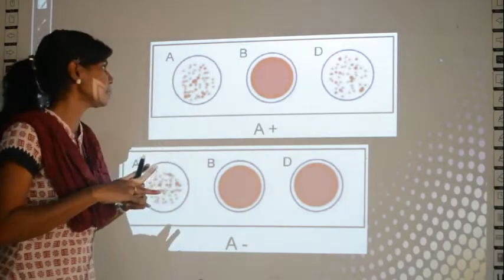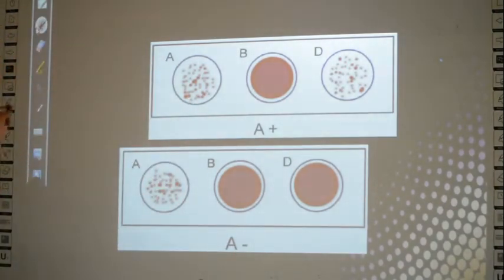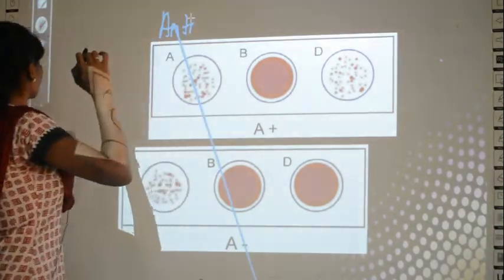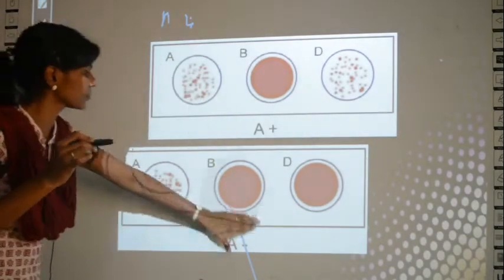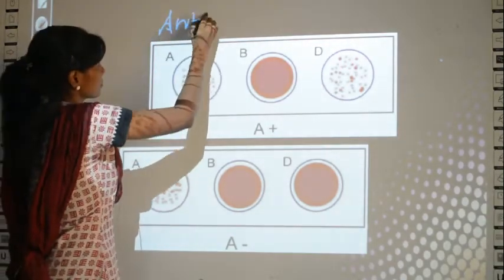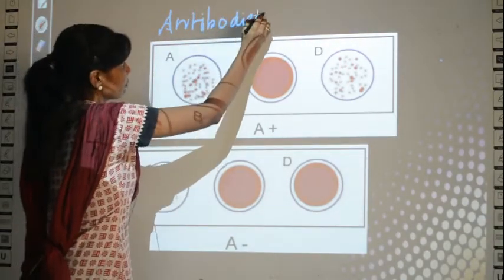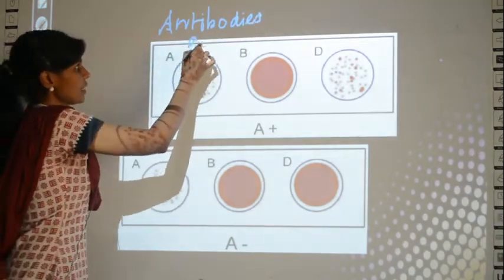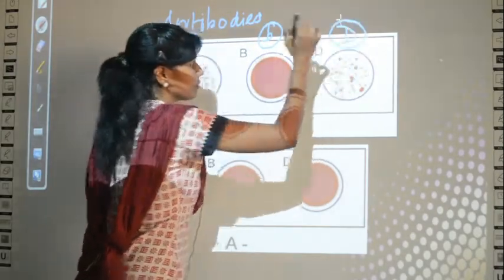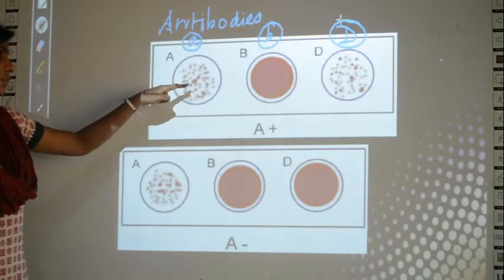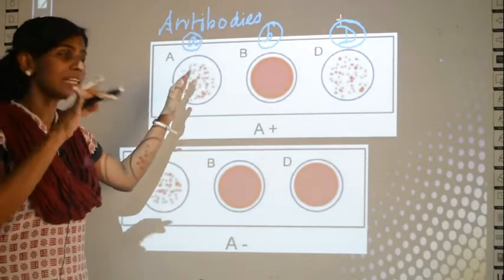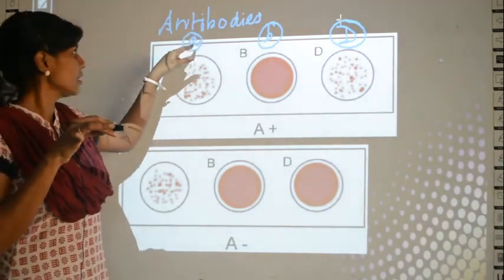So, this follows the same rules. The first drop of blood should be added with antibody. So, everything is antibodies. Okay. So, first we'll have antibody A, antibody B, antibody D. Okay. So, here there is clotting or agglutination, which means only if the person's blood has antigen A, when I add antibody A, it will clot.